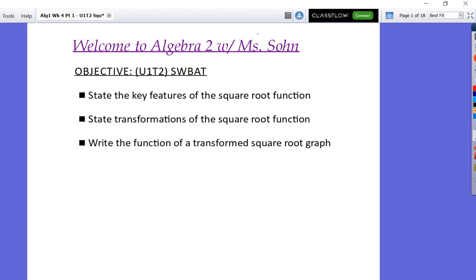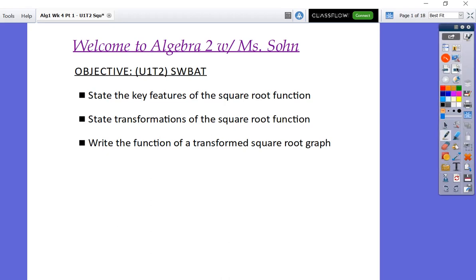Today we will be continuing on a video that we've done last time, and we're going to continue looking at the key features of the square root function. We're going to reinforce. I only talked about translations last time, but let me jog your memory about some other ones like reflections. And then we're going to write the function of a transformed square root graph. That's going to be a goal, because that's just like, hey, can you write the equation? We'll see if we can get through all that today based on what we get through. So let's get started.